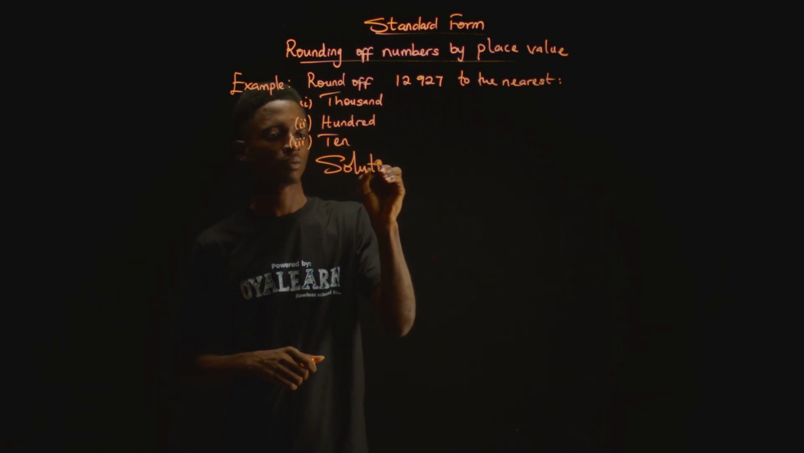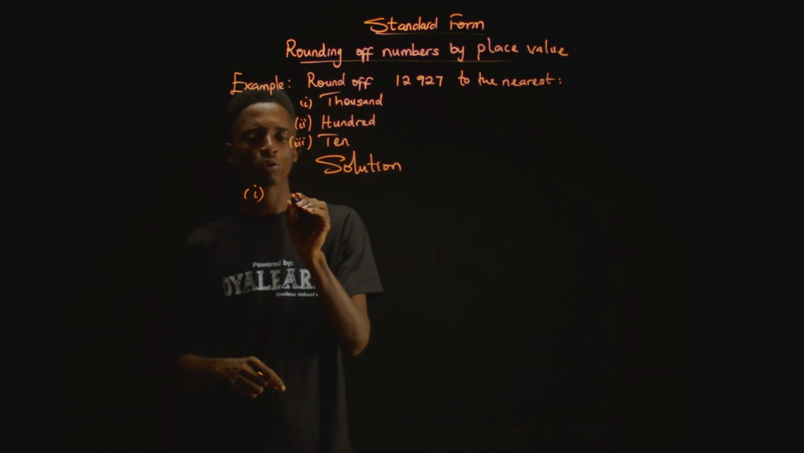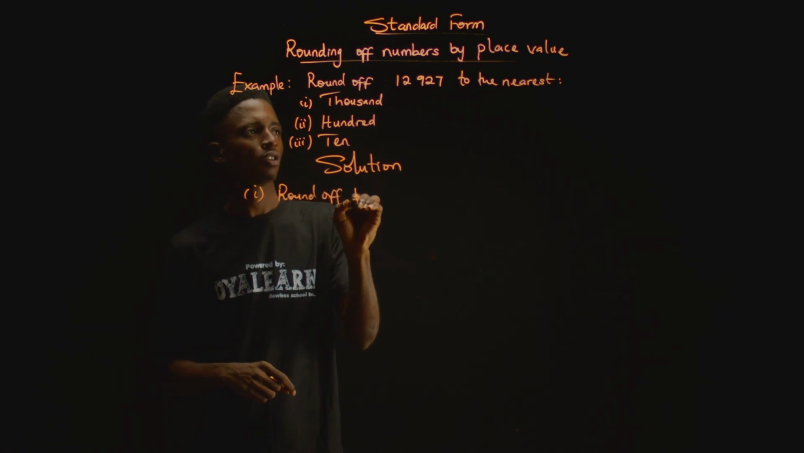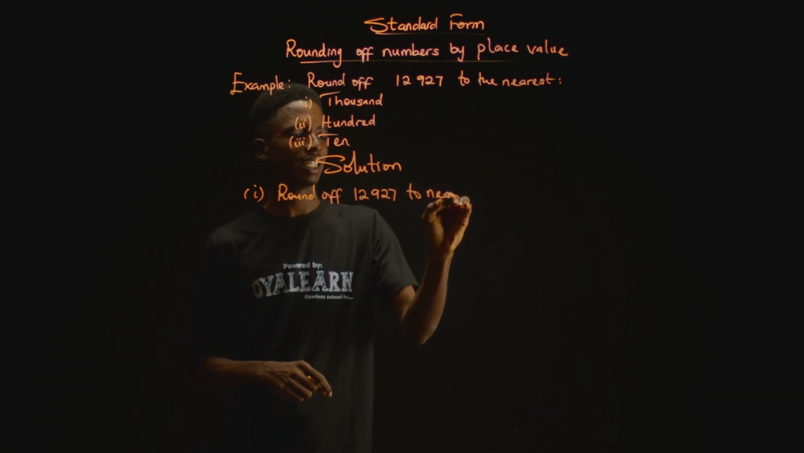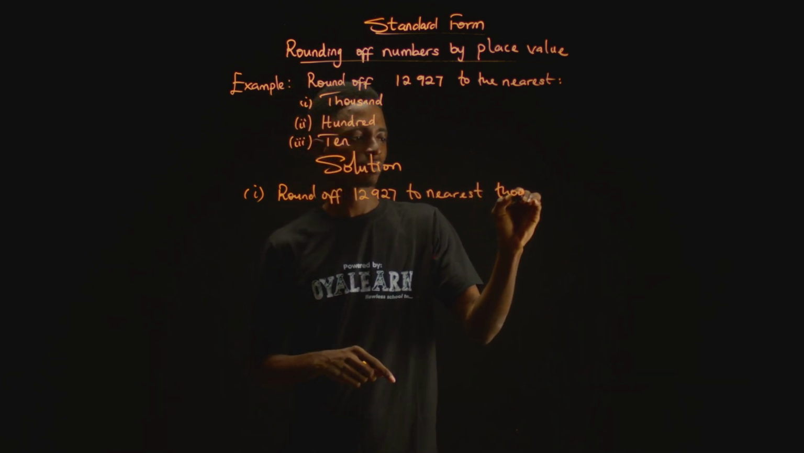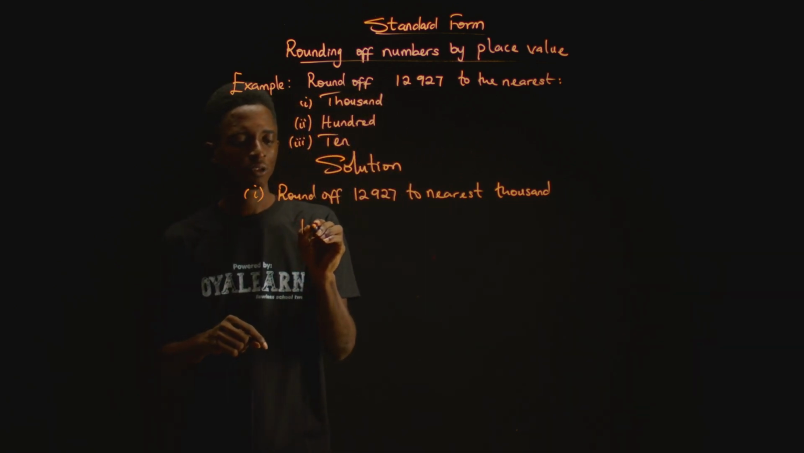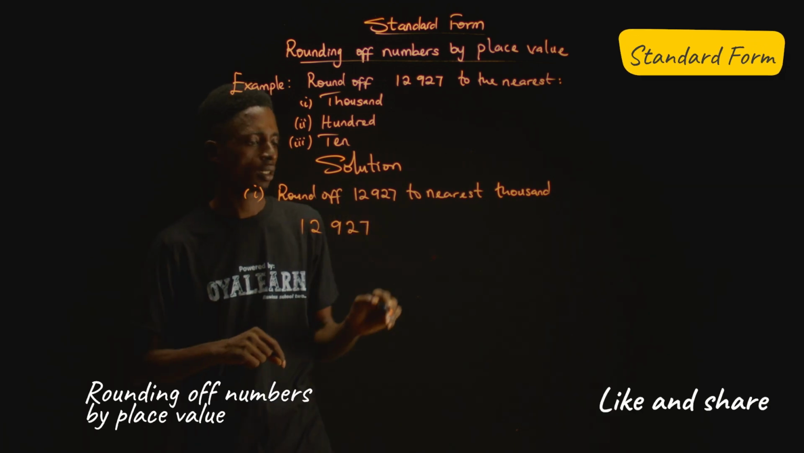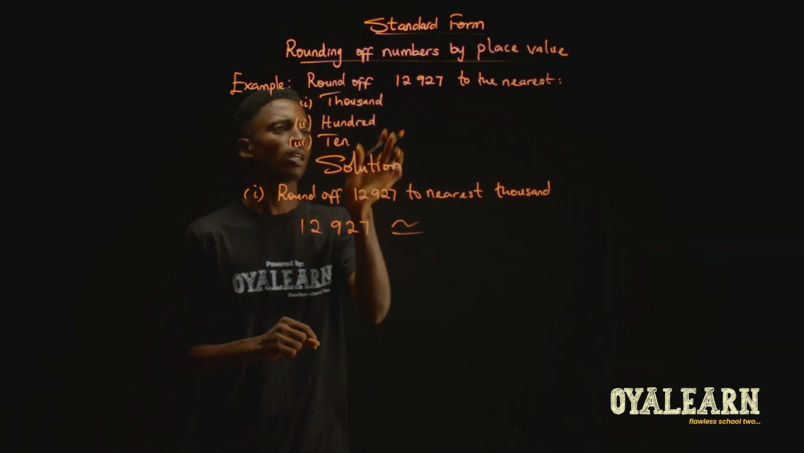Solution. Roman figure 1, we are to round off 12,927 to the nearest 1,000. Now let's write out the number. We have 12,927. Now this becomes approximately. Now let's look at this.